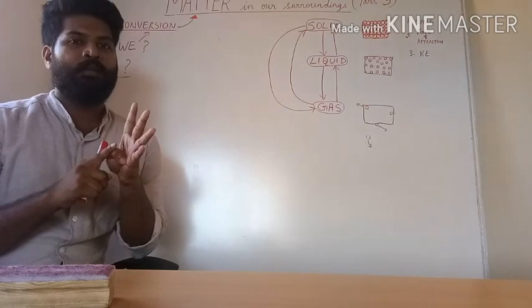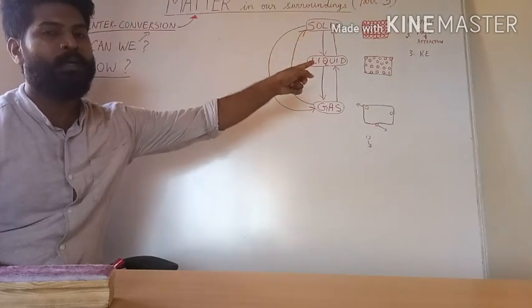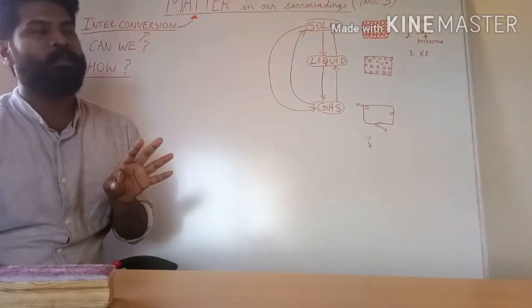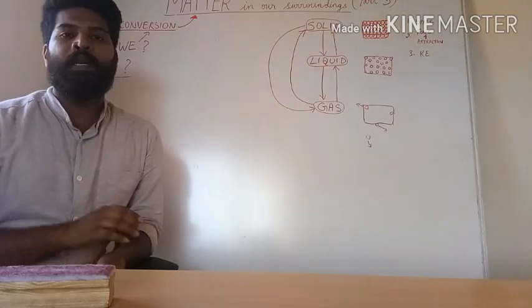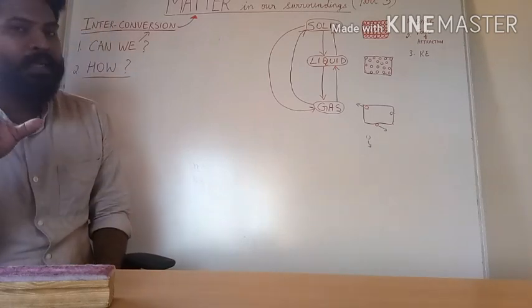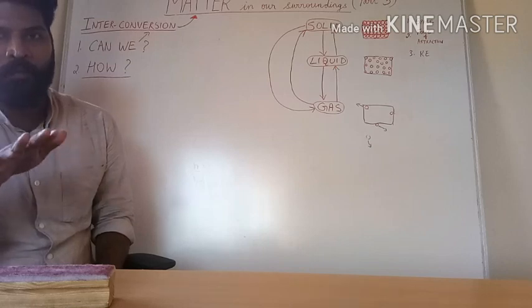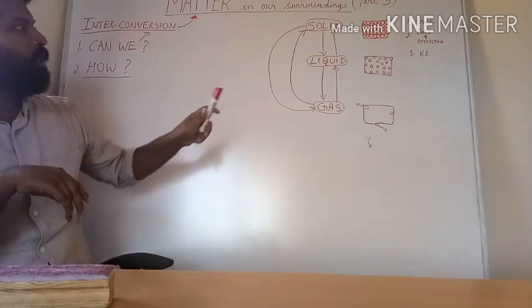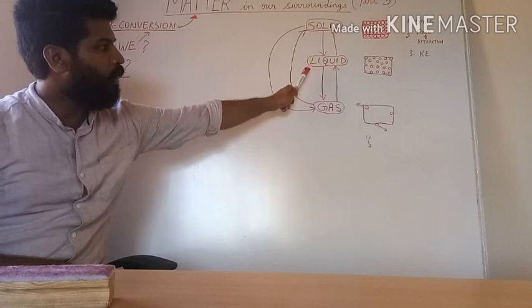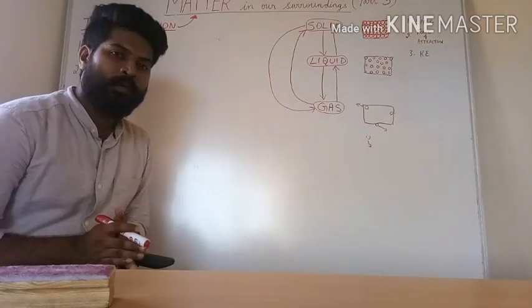Particles are very small, particles have spaces between them, particles have force of attraction between them, and particles possess kinetic energy. And based on these 3 points, we know now that matter can exist as either solid, liquid, or gas. So, this is the story so far.